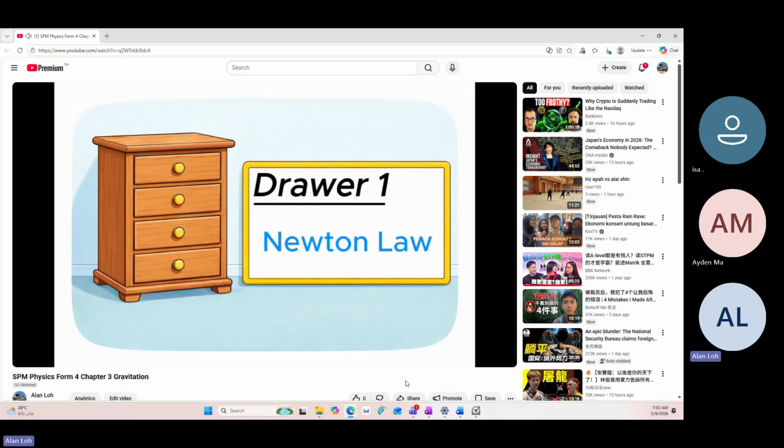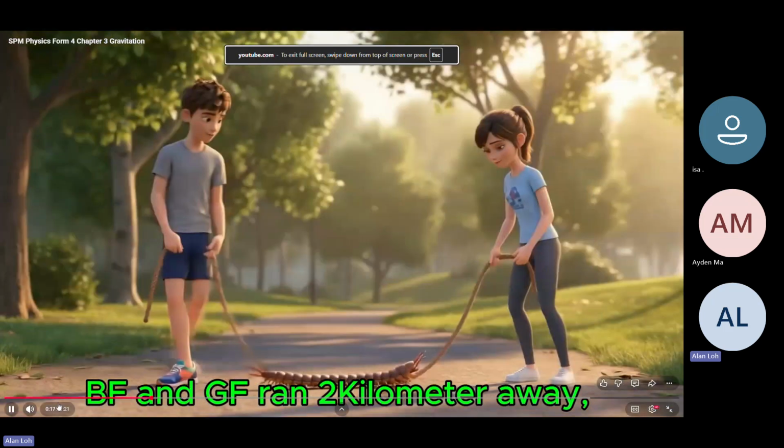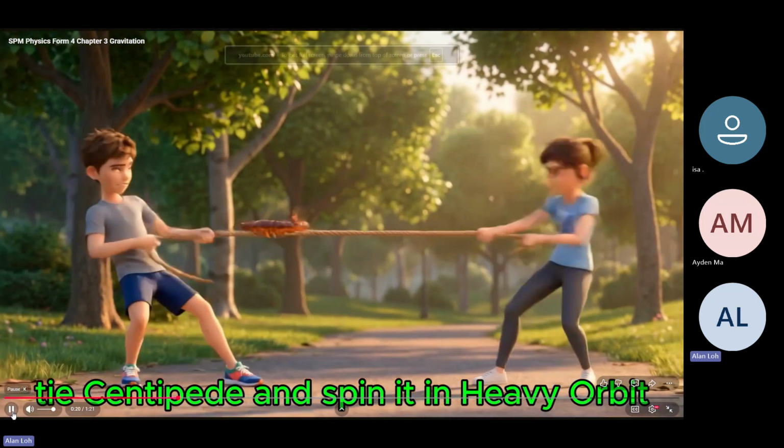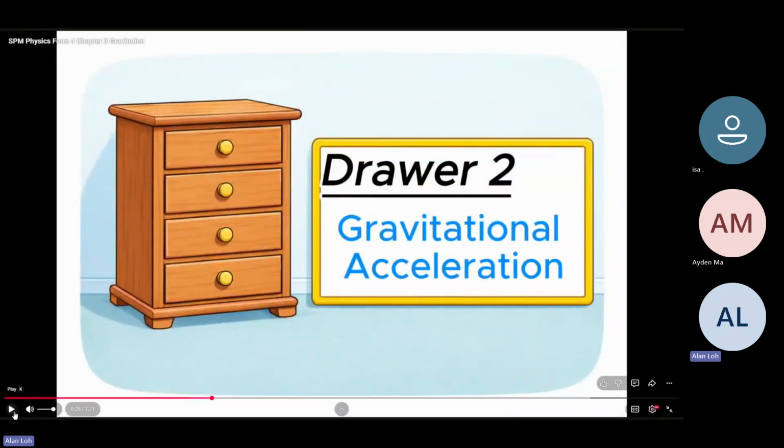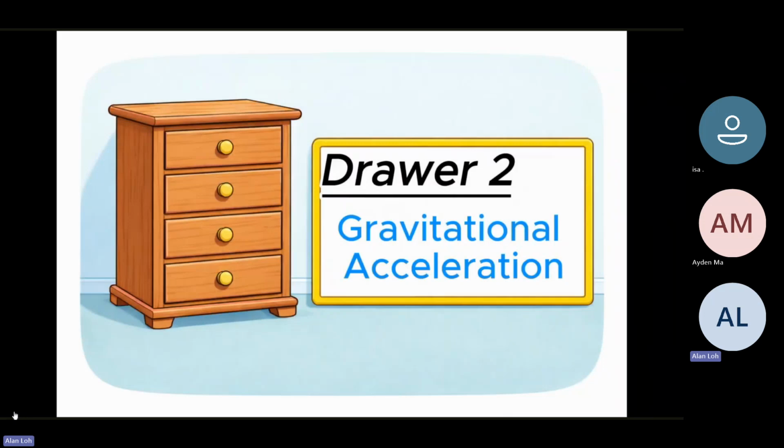Drawer 1. Newton's law. BF and GF ran 2 km away. Tie centipede and spin it in heavy orbit. So drawer 1 is talking about BF, boyfriend and girlfriend, running 2 kilometers away. Why boyfriend and girlfriend? You remember that formula where they calculate the forces between 2 planets. So they are attracted to each other. Boyfriend and girlfriend usually are attracted to each other, right? This reflects the mass of the 2 planets. And why 2 kilometers away?